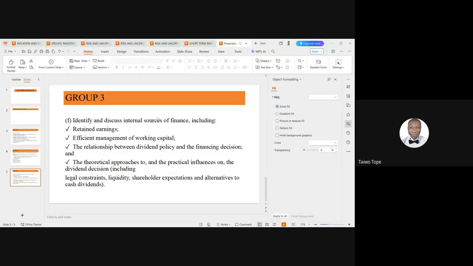So what is your policy in form of dividend? What percentage of your profit do you have to retain? What is left is what will be distributed as dividend.